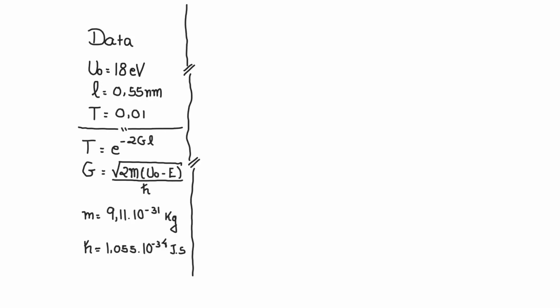In this question, we have to calculate the value of the energy given the values of T, L, and U0. To do that, we begin by solving this equation for the energy. By doing that, we get the following: T is equal to e to the minus 2 times G times L.